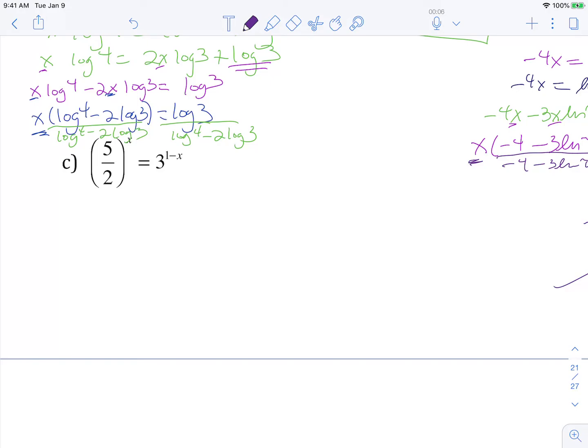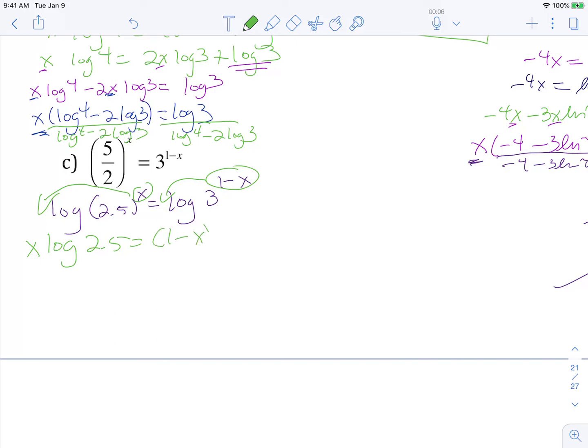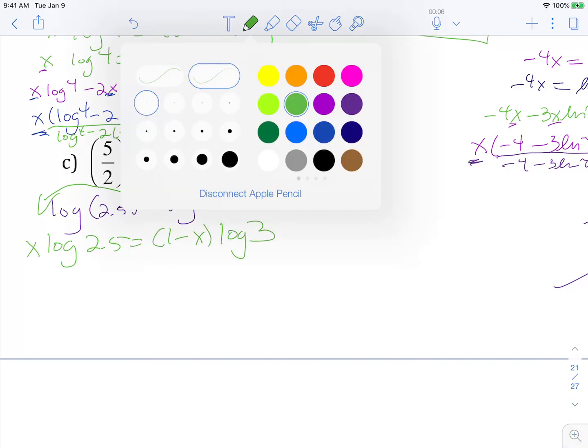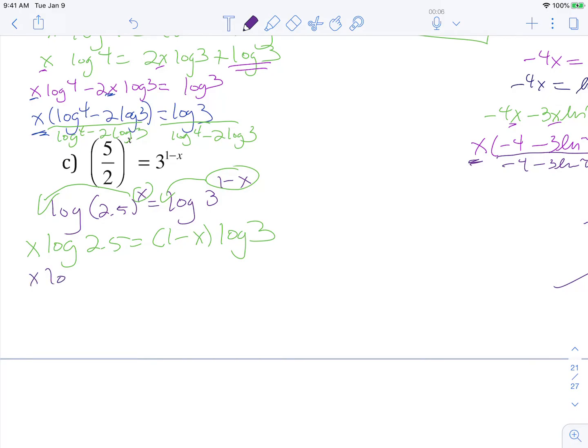So we could take log or natural log. Now this time I used natural log last time, so let's just use log this time. Log of 2.5 to the x equals log of 3 to the 1 minus x. The true power of logarithms. Bring these exponents to the front. x log of 2.5 equals (1 minus x) log 3. x log 2.5 equals log 3 minus x log 3.